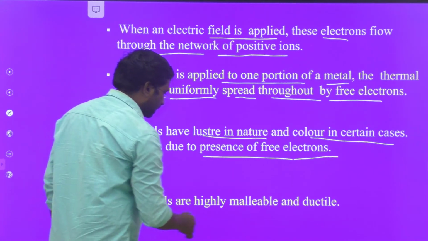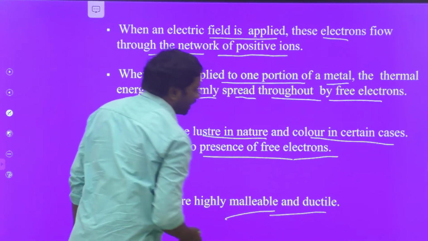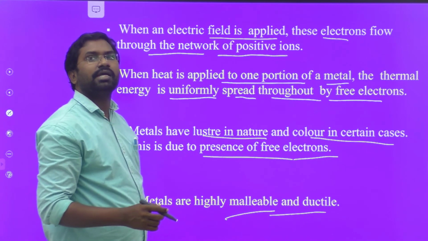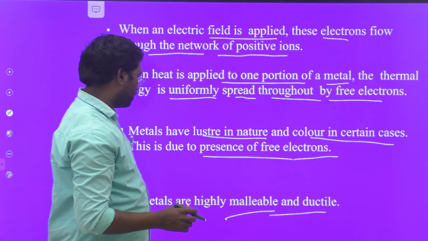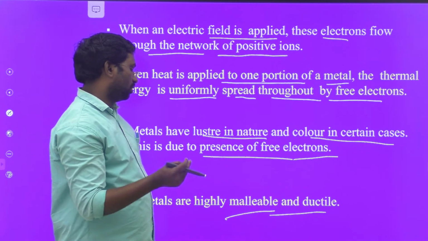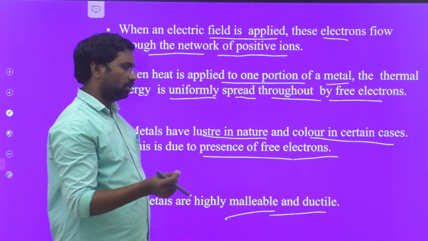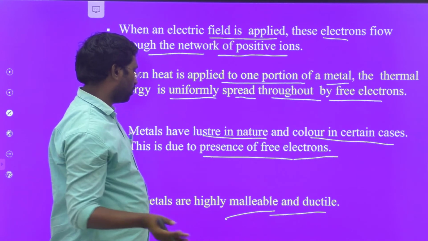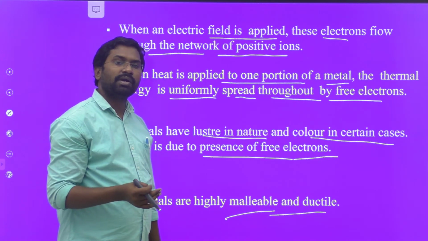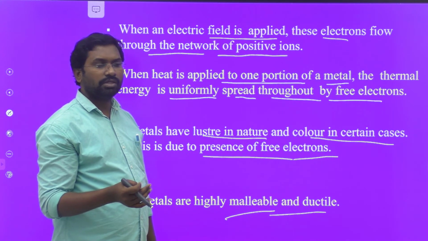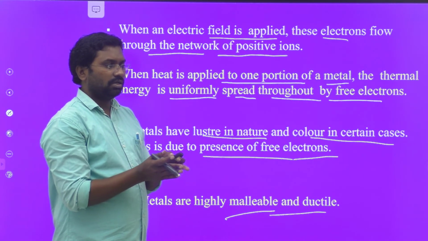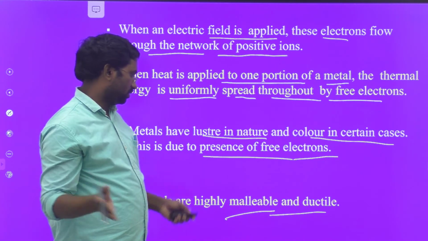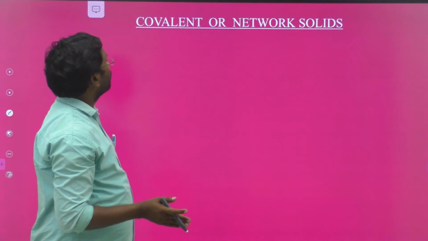Another property: metals are highly malleable and ductile in nature. Ductile means metals like gold can be drawn into wires or separated into pieces. Malleable means the metals have the capacity to be stretched into sheets. That is known as the malleable property.